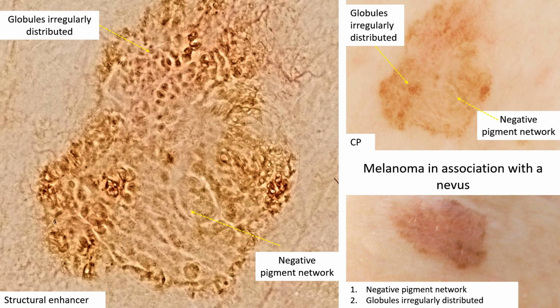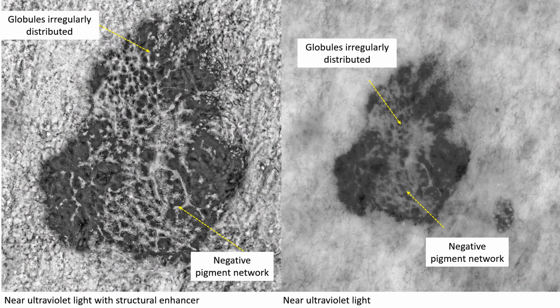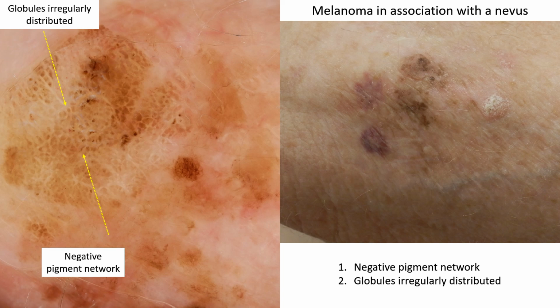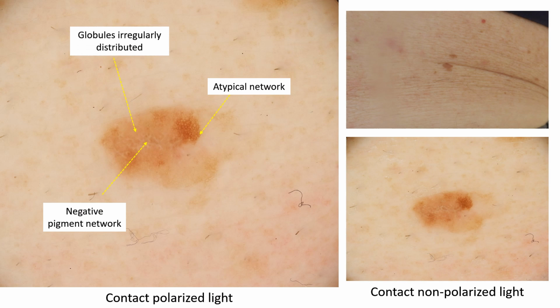Here, another case with this subtle melanoma. Clinically, it looks like a congenital nevus with some unusual features. With polarized mode, we see globules irregularly distributed with the negative pigmented network, and you see this even better with the structural enhancer. In this case, globules are irregularly distributed, a negative pigmented network. All of these are melanomas in association with a nevus. In this particular case, the same. Atypical network, globules irregularly distributed, a negative pigmented network with this melanoma in association with a nevus.